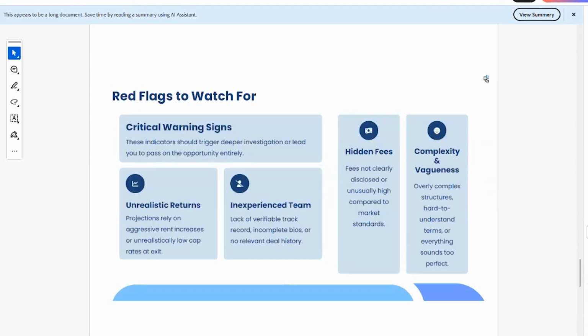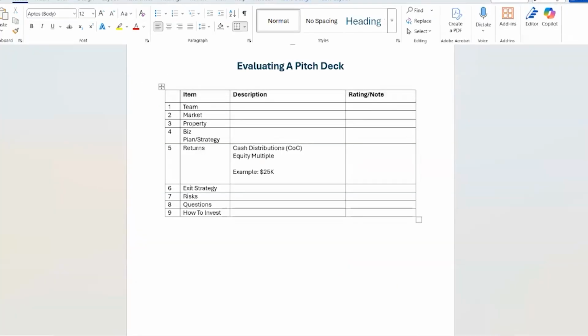So these are the things we're looking out for, but we want to understand the team, the management team, the market, the property itself, and the business plan and strategy first. This will give us our story, more or less. We'll understand the story of the property. Why are we investing here? What are the growth opportunities? And is it worth my time? Is this an investment that I want to make? So let's look at a real pitch deck and try to understand 1 through 4.